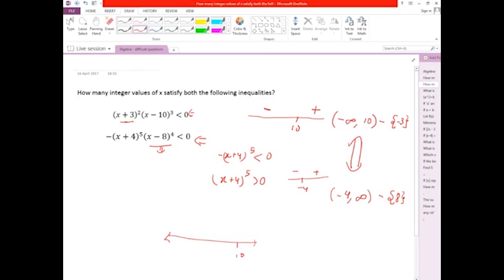So here is 10, here is minus 4. For the first inequality, the solution is minus infinity to 10, except for minus 3, which is not included in the solution. And for the second part, it is minus 4 to infinity, except for 8, which is not part of the solution. So all the integers between minus 4 and 10, excluding 8 and minus 3, will be the solution. You can count those integers, remove these two, and that would be your answer.